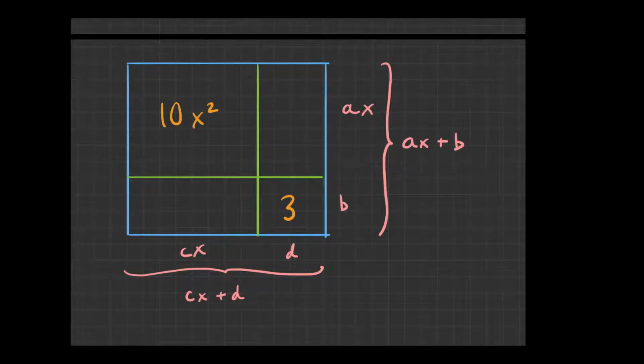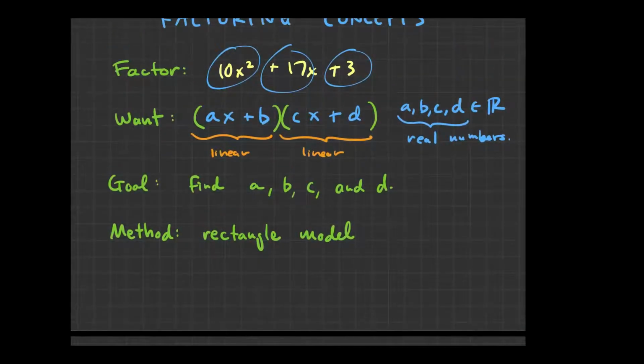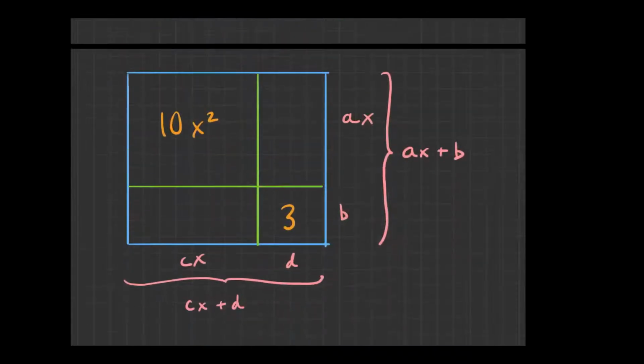So those are the two linear factors that we are trying to find, right? So we need to find what C is, what D is, what A is, and what B is. So those are the 4 numbers that we're looking for. Those are the same 4 numbers that I was talking about over here. Okay? So this is our goal. And we're using geometry and the whole idea of area being equal to length times width.